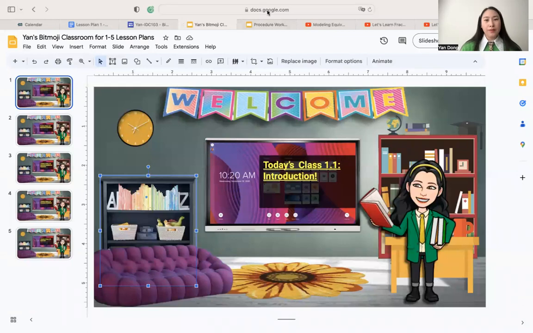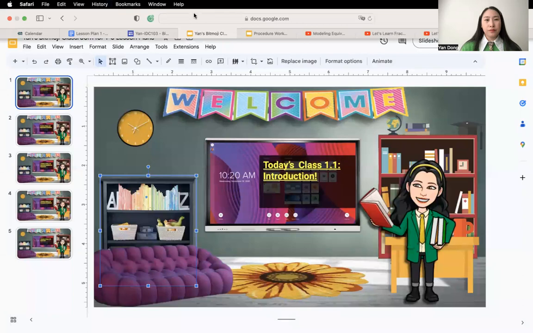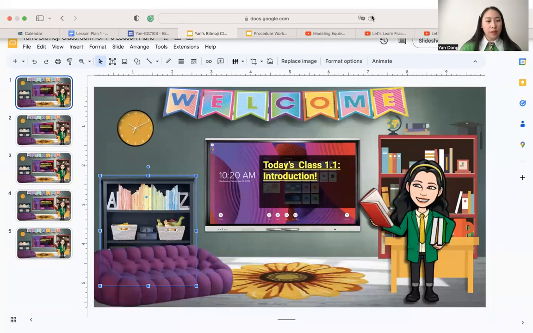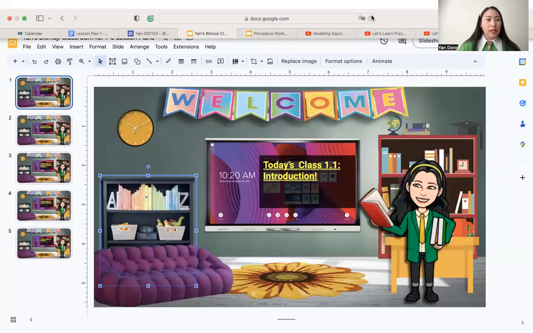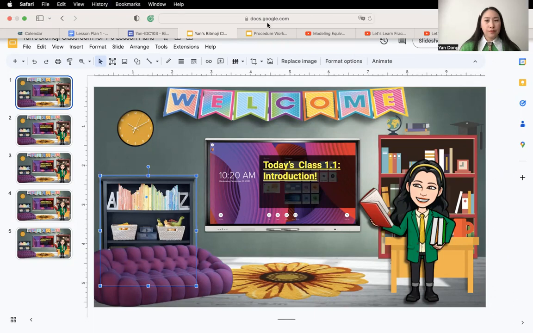Pause and narrow. So students will use 10 minutes to finish their partner activity. I will go through to see if they need some help. Pause and narrow.